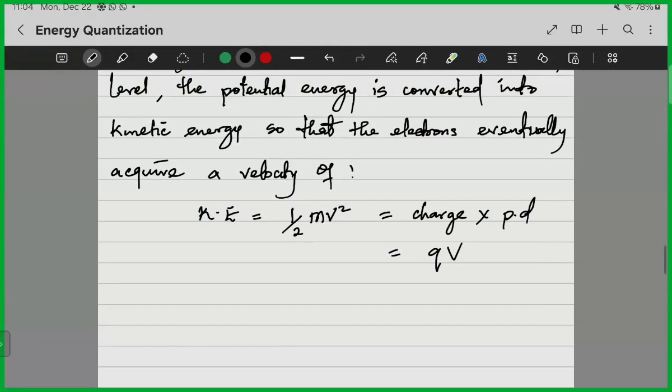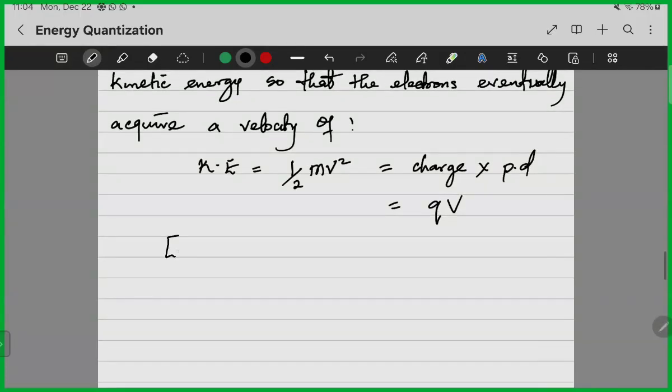So that kinetic energy can be written as the higher energy level minus the initial state, and that's equal to HF as well. That's equal to half mv squared. This is equal to QV. And this, hold on for a bit.